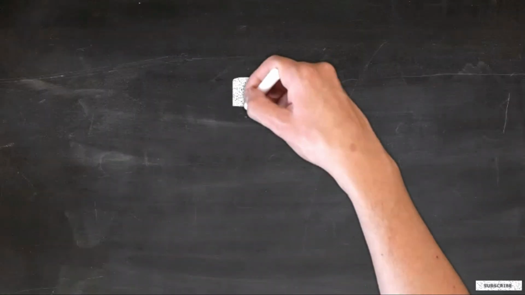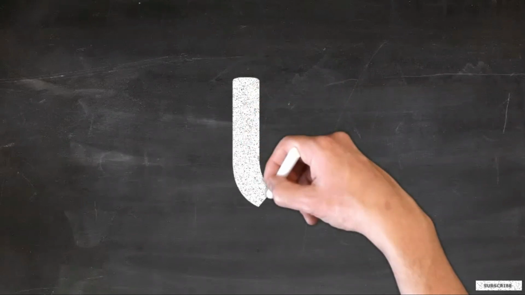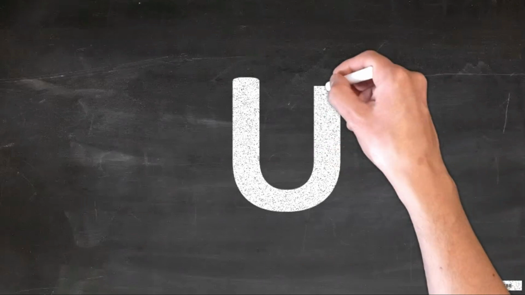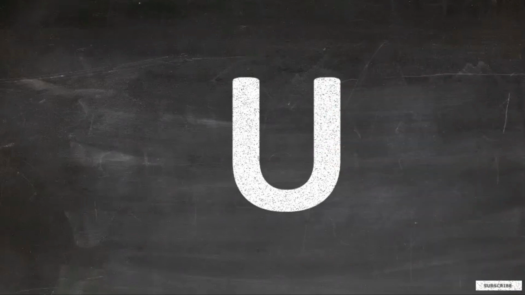Start from the top, draw a standing line to the down. Curve towards the right and keep going up to reach the top. This is capital U.